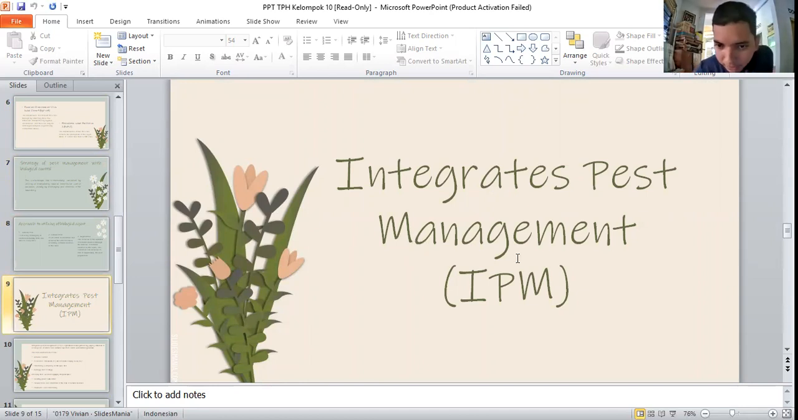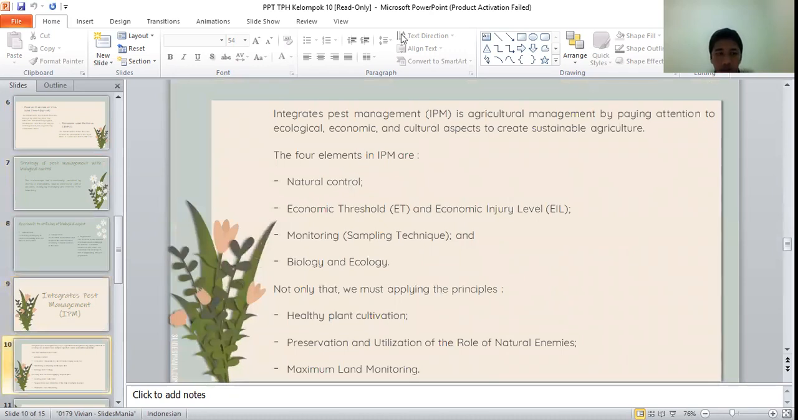Integrated pest management. Integrated pest management or IPM is agricultural management by paying attention to ecological, economic, and cultural aspects to create sustainable agriculture. The four elements in IPM are 1. Natural control, 2. Economic threshold or ET, and economic injury level or EIL, 3. Monitoring and sampling technique, and 4. Biology and ecology.